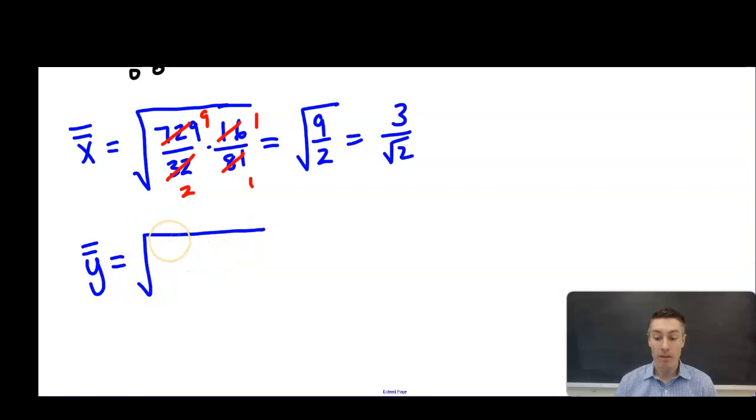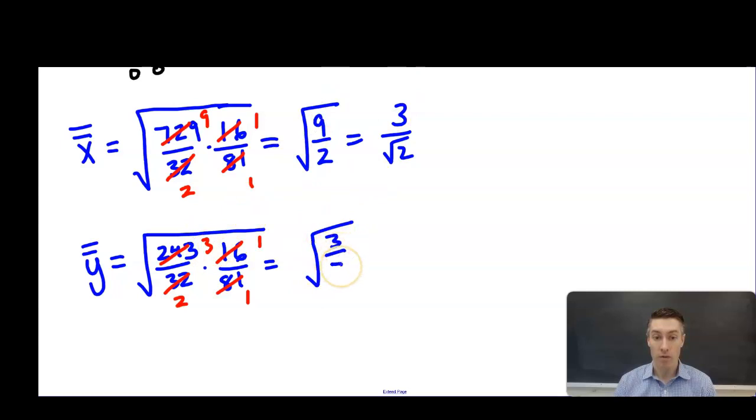And then the radius of gyration about the x-axis. So we're taking the moment about the x, which was 243 over 32, and then dividing by the mass, which is multiplying by 16 over 81. Again, some reducing here, 1 and 2, and then in this case 1 and 3. So that's the square root of 3 over 2. So the radii of gyration: 3 over root 2 for the y-axis, x double bar, and square root of 3 over 2 for the radius about the x-axis, or y double bar.